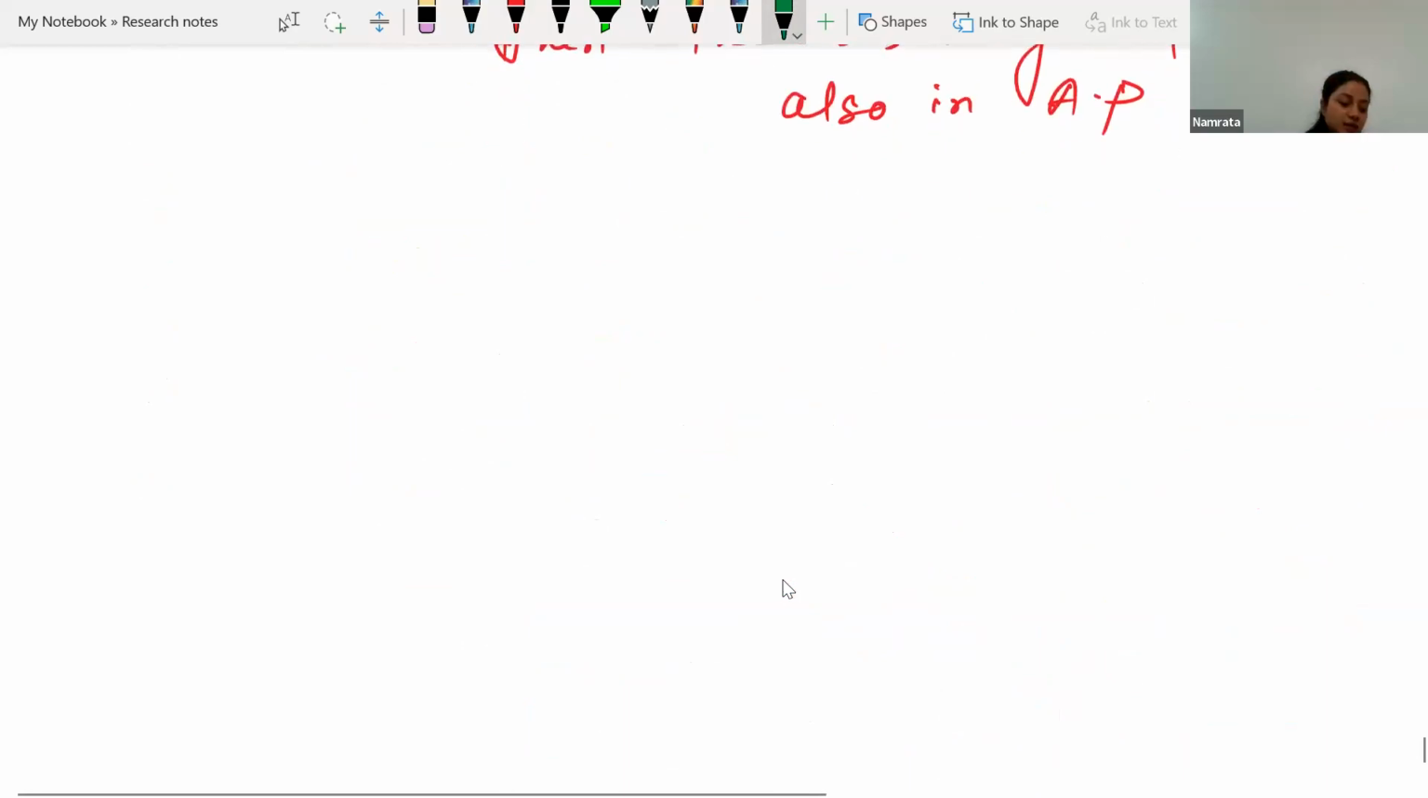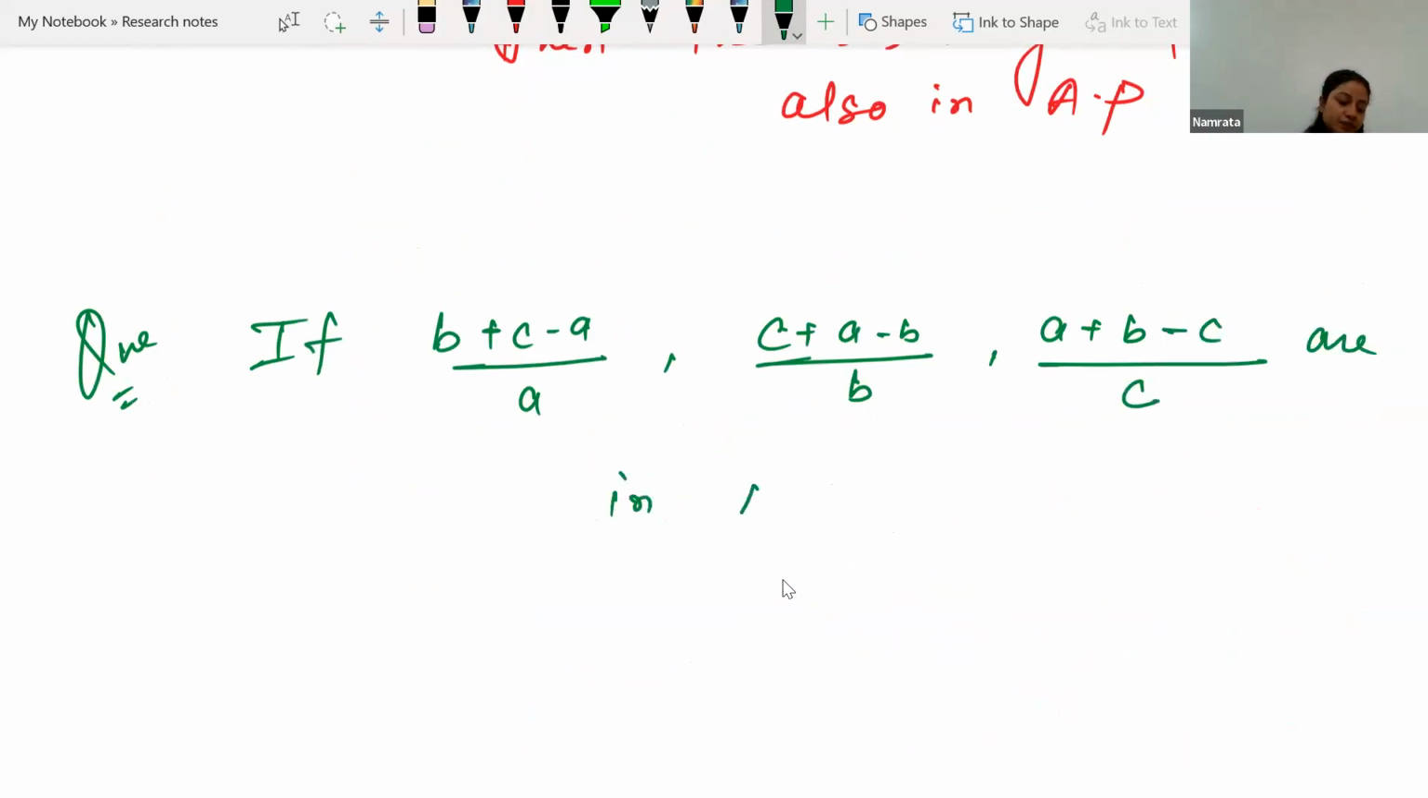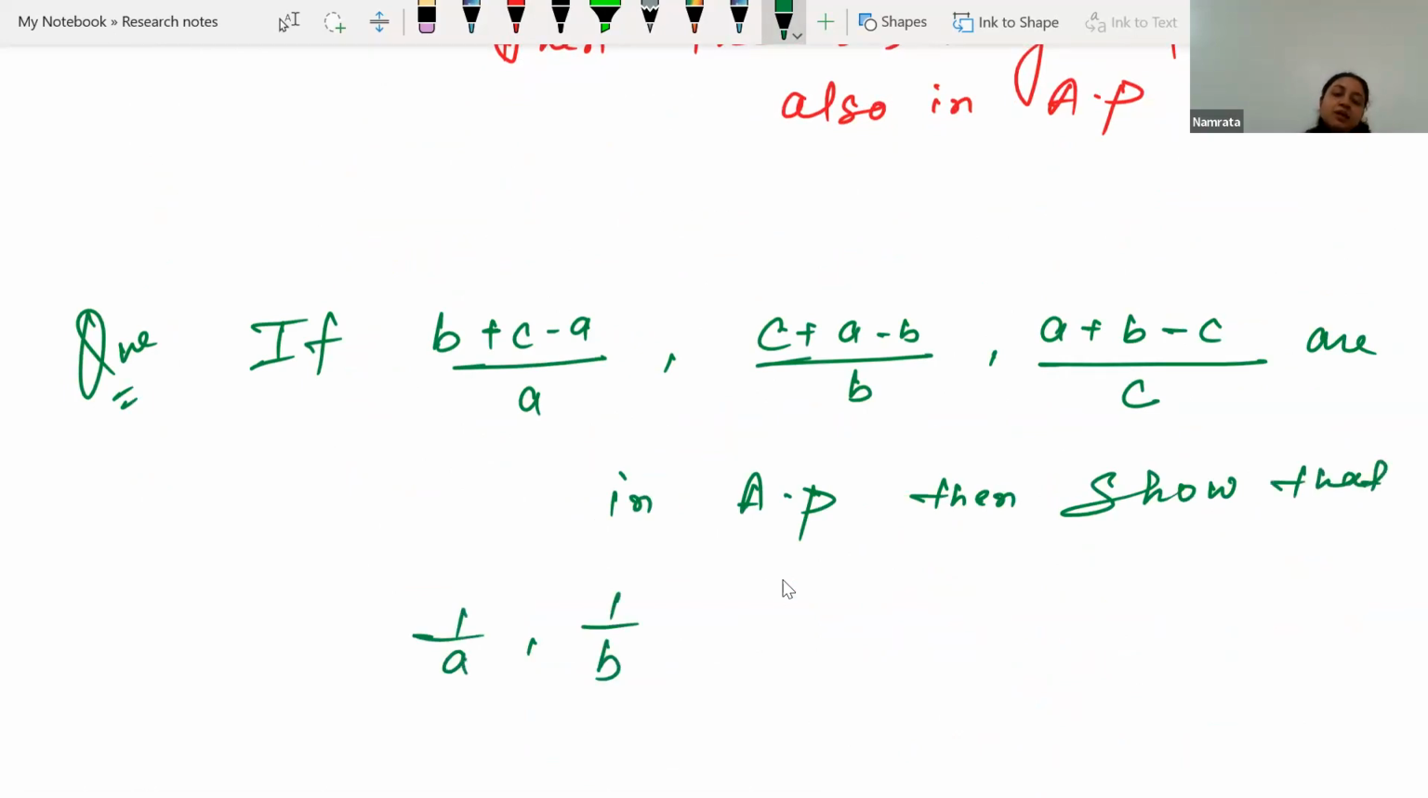So let's solve one question related to that. The question is, if (B plus C minus A) by A, (C plus A minus B) by B, (A plus B minus C) by C are in AP, then show that 1 by A, 1 by B, 1 by C are in AP. How to do so? Let's see.